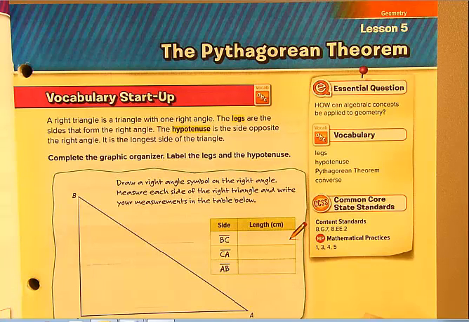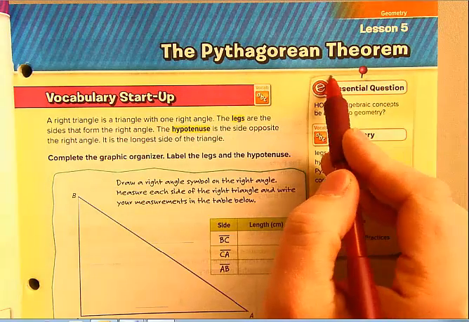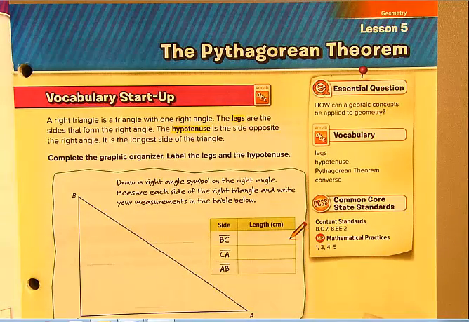Go ahead and open up your books to page 411. We're going to do section 5.5 today, chapter 5, lesson 5, the Pythagorean theorem. This is one of my favorite topics. It's very practical. You see the Pythagorean theorem all over in real life, whether it's building, design, or just wherever. It's a huge part of what is used in our world for different things.